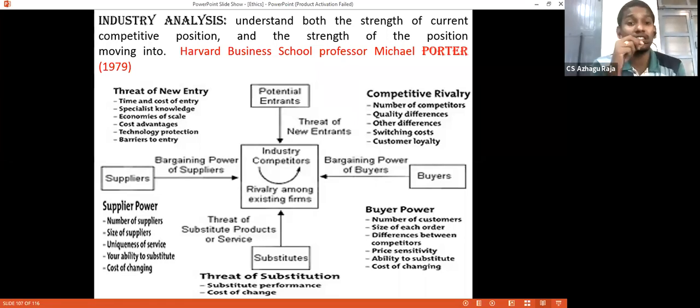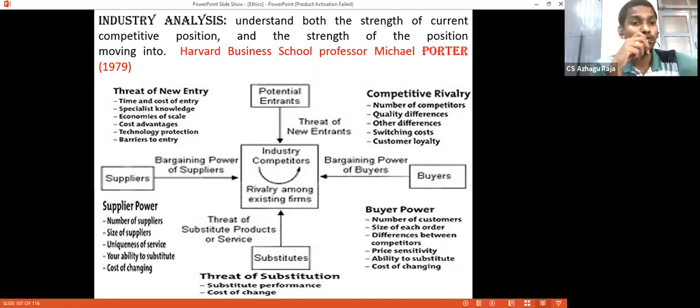And potential entrants. Potential entrance basically talks about the threat of a new entry. What happens when you are not updating, when you are not up to date, when you are not analyzing that niche of the industry, niche of the market? Another person will identify such a niche and such a gap, and then they will try to innovate and create a new place, and they might replace you. So that is the threat of a new entrant.